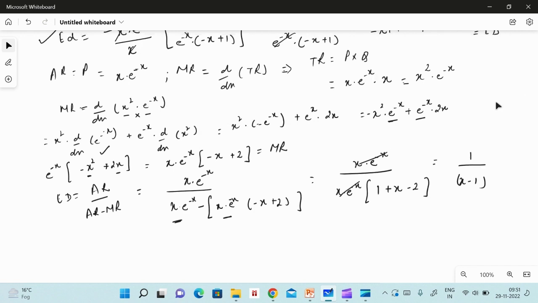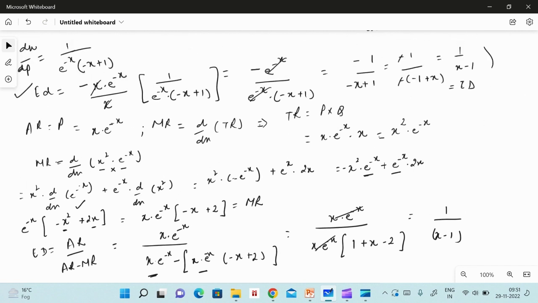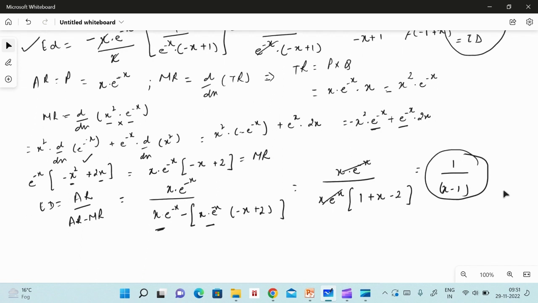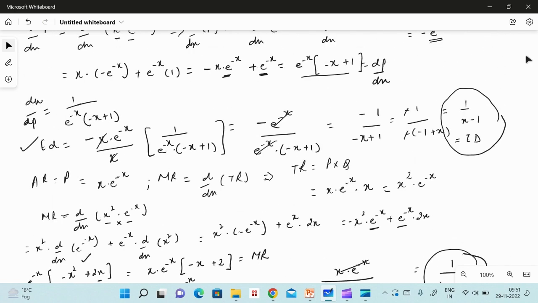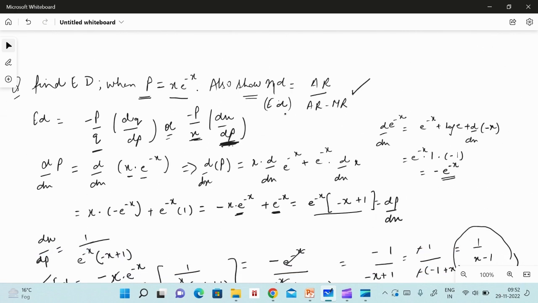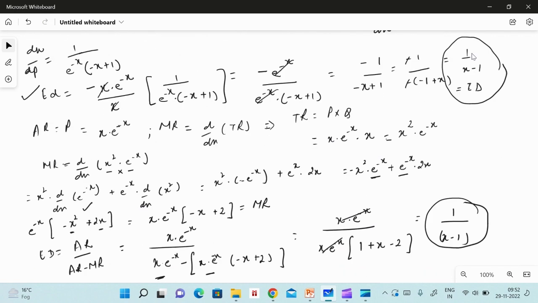Now you can see here the value of elasticity of demand is also 1 upon x minus 1, and here we prove that elasticity of demand is equal to AR upon AR minus MR, so this is also equal to 1 upon x minus 1, right? So we have proved that when we apply this formula of average revenue and marginal revenue, or we simply calculate elasticity of demand with the formula minus p upon q divided by dp by dq, we will get the same results, right? So this we had to prove, and hence verified.